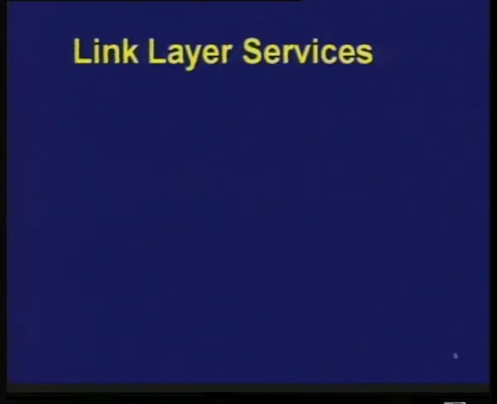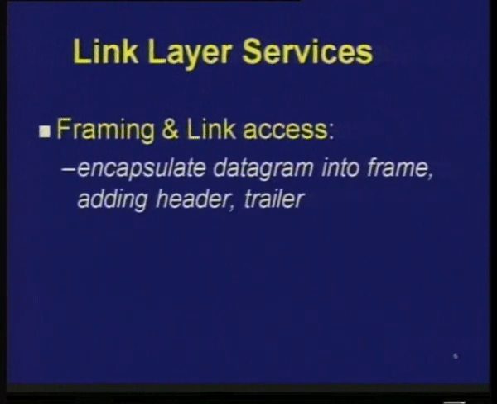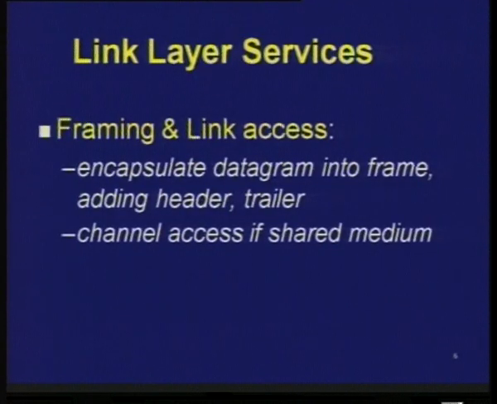Now, if you look at the services that the link layer provides, as we said, framing and link access form one of the primary services. So, what is happening here? You encapsulate the datagram into a frame, and you add headers and trailers. Headers and trailers are added in order to make sure that the framing gets done properly, that your flow control mechanisms are built in and the error control mechanisms are built in. We will look at what actually needs to go into the header and trailer when we look at the error control and flow control mechanisms. The second thing that we need to do is access the channel if it is a shared medium. If it is not a shared medium, then this job of accessing the channel really does not arise, but typically most media tend to be shared, in which case you also need to look at the accessing of the medium.